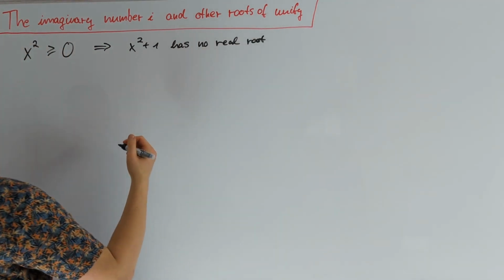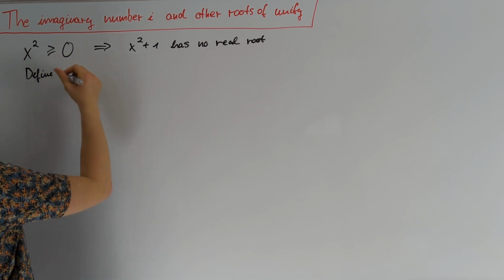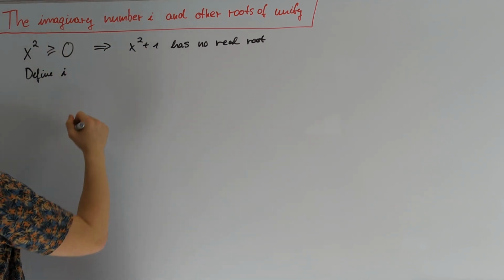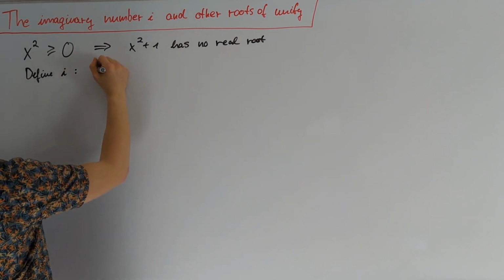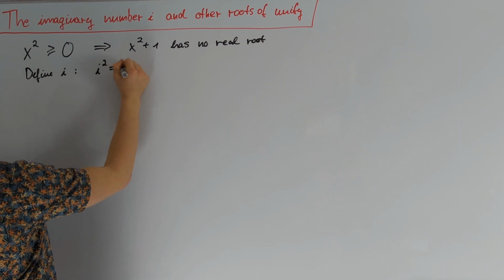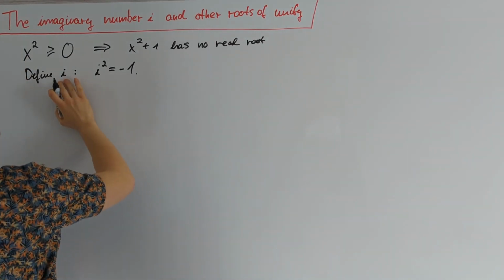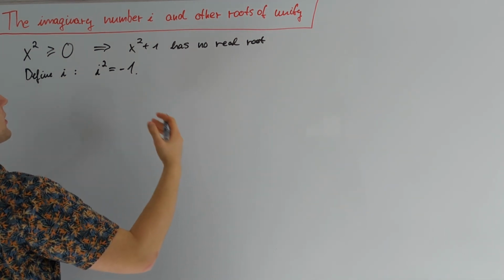To solve this problem, we want to introduce a new number or a new symbol, which we call i, or the imaginary unit. And we want to define i in such a way that i squared is equal to -1. We want to be able to work with this new number i, and therefore we need to define how to add and multiply with it.